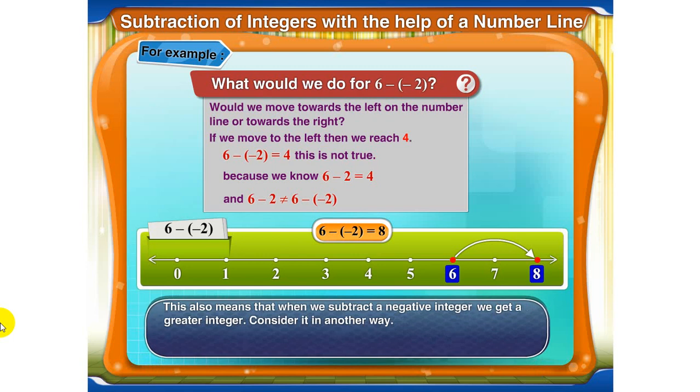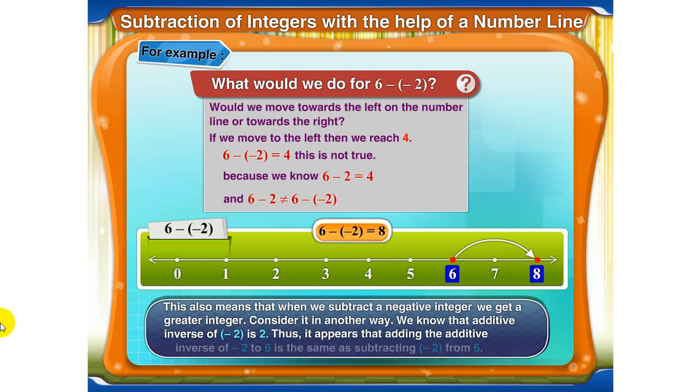Consider it in another way. We know that the additive inverse of minus 2 is 2. Thus, it appears that adding the additive inverse of minus 2 to 6 is the same as subtracting minus 2 from 6. We write 6 minus minus 2 is equal to 6 plus 2.